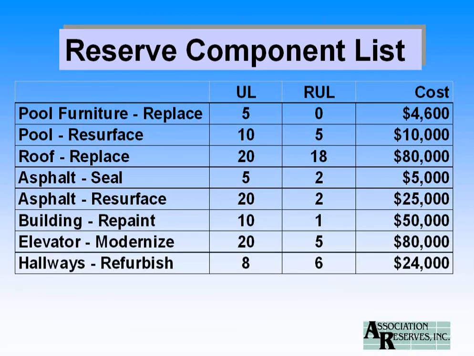All the components in your reserve component list should have passed this four-part test. You can see that they're common area projects with a useful life, predictable remaining useful life, and with a significant, at least to this association, repair or replacement cost.